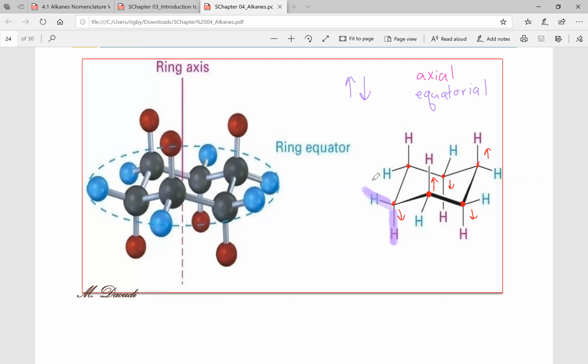But how do we know which one's going to be axial up, or axial down, or equatorial up, or equatorial down? Well, it depends on what kind of carbon we're attached to. The direction that the carbon is pointing is going to be the direction that the axial atom is going to point. So we see here, we have a down carbon, the axial is down. We have an up carbon, the axial is up. We have a down carbon, the axial is down, and so on.